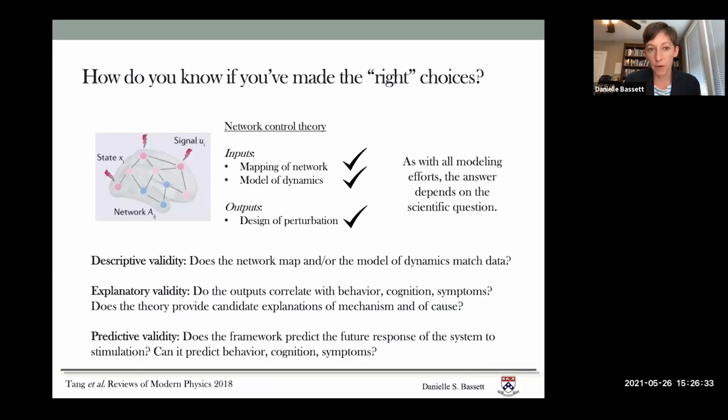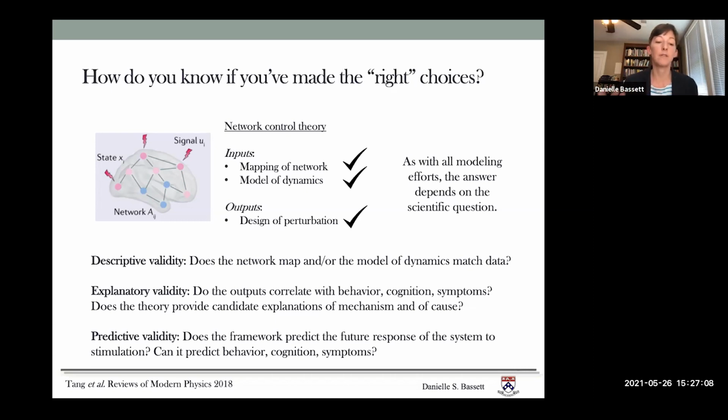So now you're probably wondering, how do I know if I made the right choice in mapping the network, in modeling the dynamics, and in choosing the perturbation? And I think, as with all modeling efforts, the answer depends on the scientific question. I try to think about the right choice or a good choice in terms of 3 kinds of validity. You could have descriptive validity of your approach, and for that you would need the network map and or the model of dynamics to match data. If the network map and or the model of dynamics matches data, then you have descriptive validity.